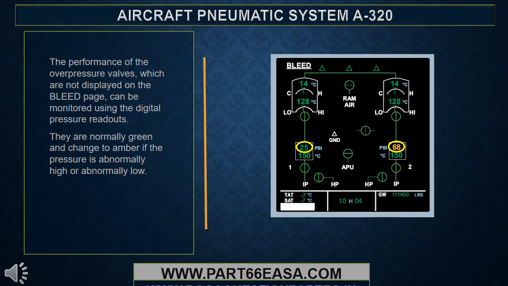The performance of the overpressure valves, which are not displayed on the bleed page, can be monitored using the digital pressure readouts. They are normally green and change to amber if the pressure is abnormally high or abnormally low.